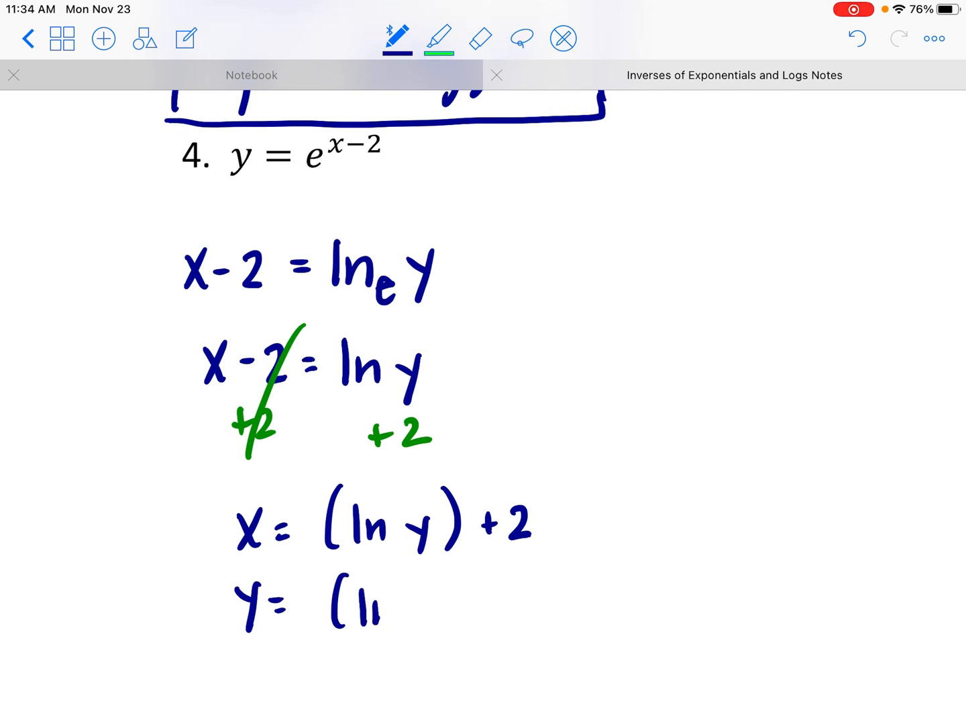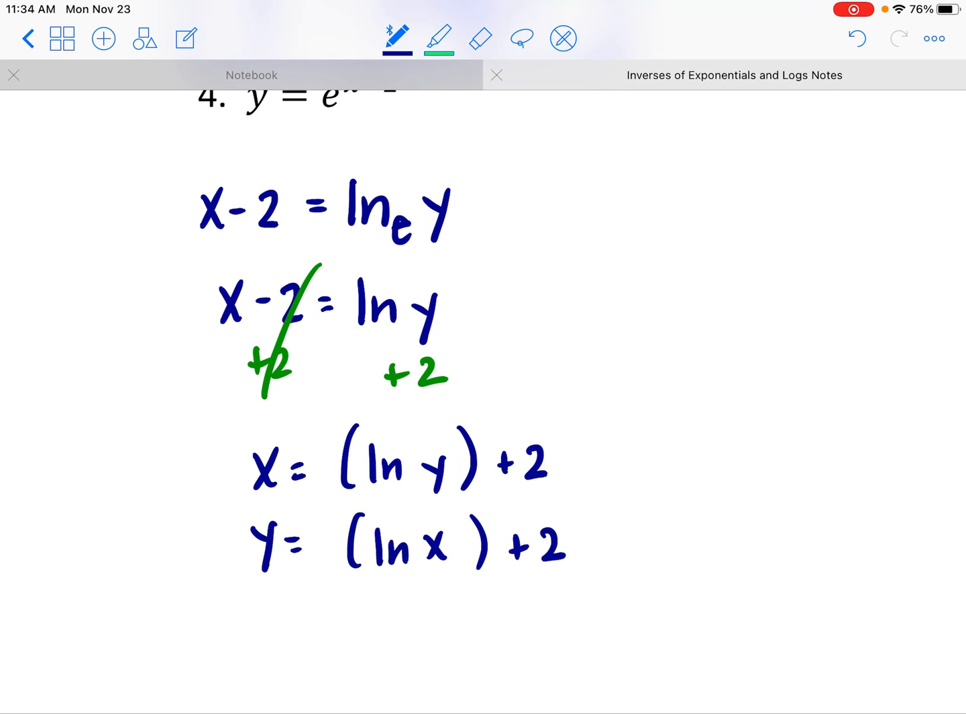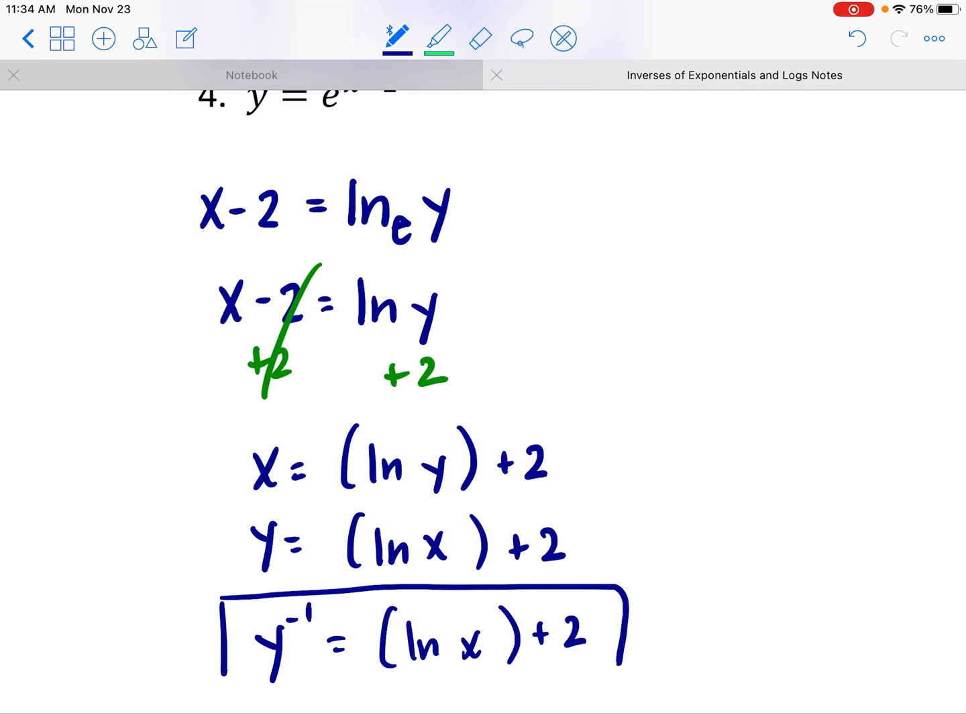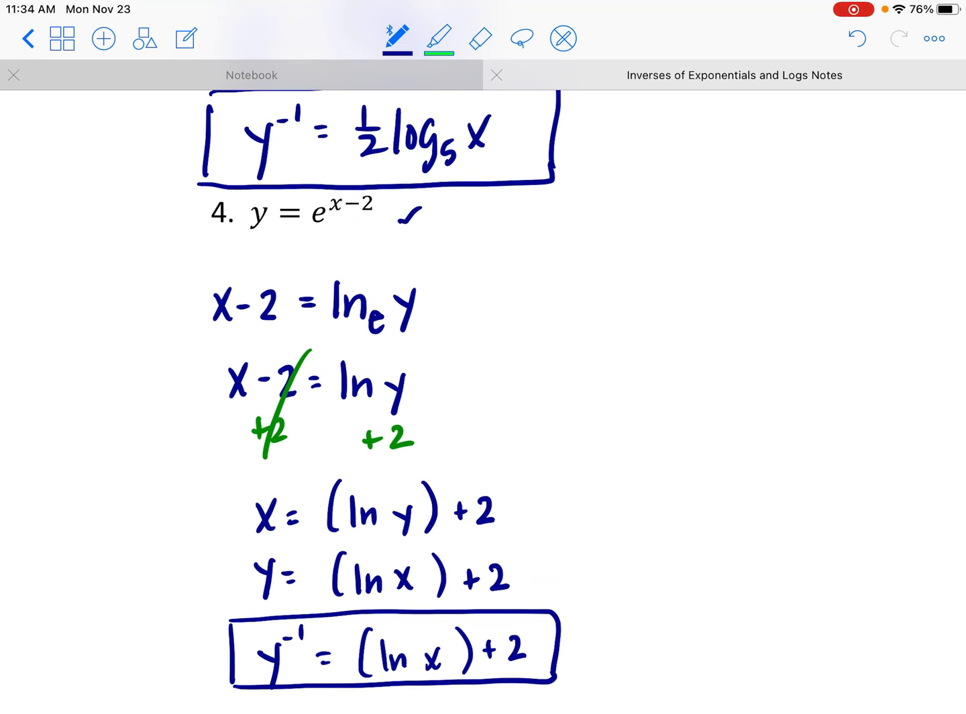So y equals the natural log of... actually, switch them, how about that? y equals the natural log of x plus 2, and then we're going to call it the inverse. So y inverse equals the natural log of x plus 2. And that is that. Again, if you graph this original exponential and this new log function, you're going to see all the properties of x's and y's are flip-flopped.